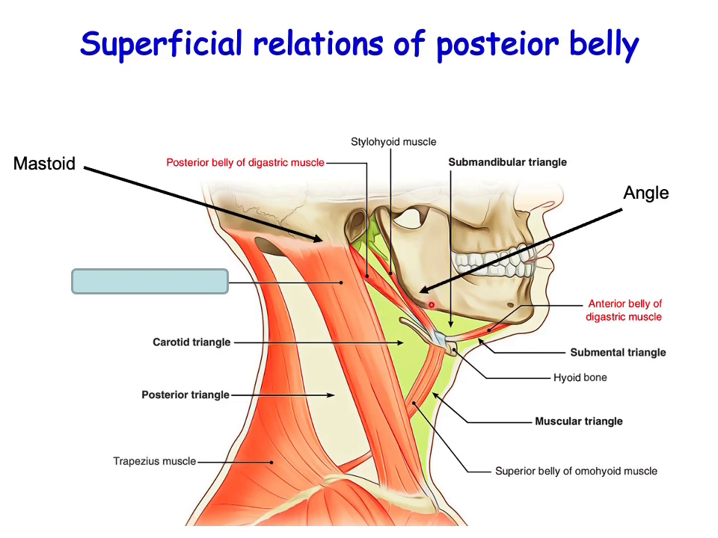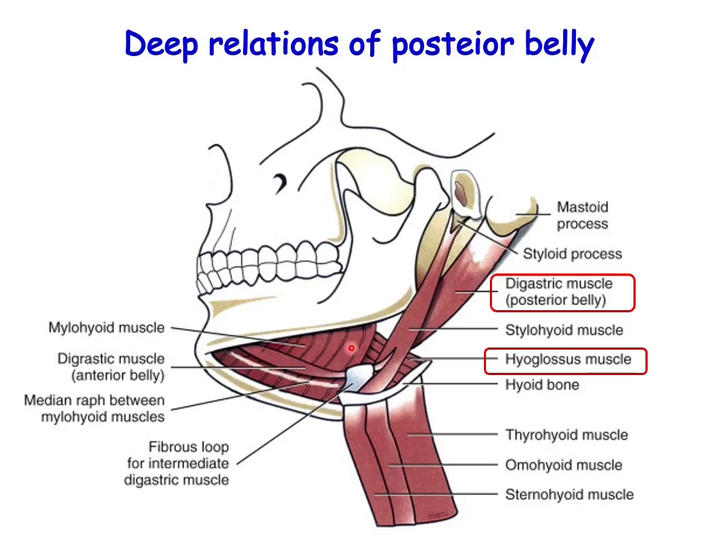Remember the part of the mandible and the parotid gland. All these structures, including the masseter, are going to be superficial to the posterior belly of the digastric. What about the deep relation of the posterior belly of the digastric? Here we have the hyoglossus muscle, as we said. So the mylohyoid is deep to the anterior belly and the hyoglossus is deep to the posterior belly. So remember those things.